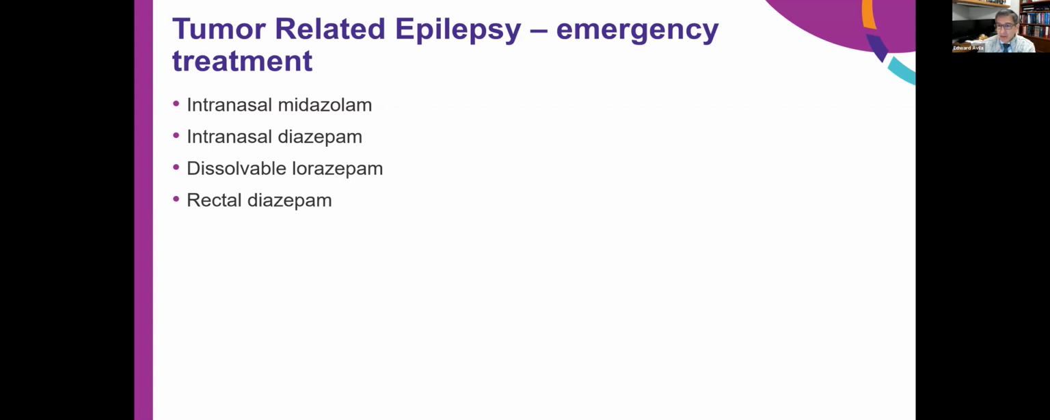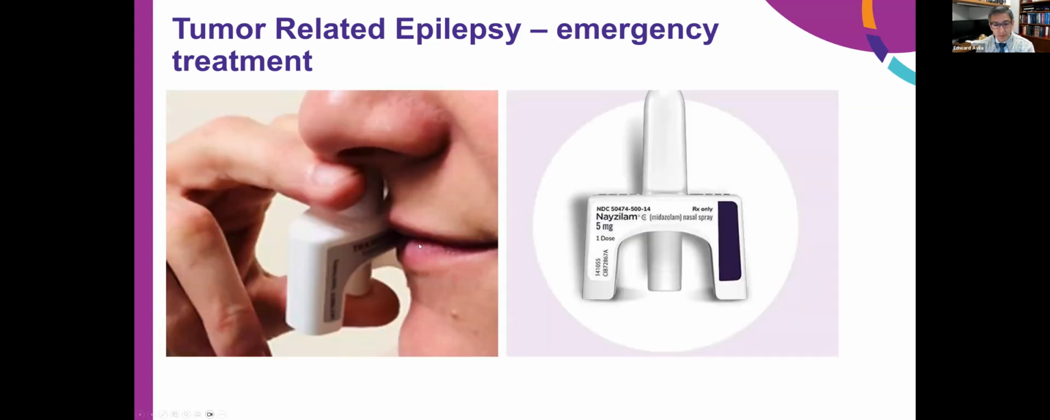Rectal diazepam is a drug that's been around for many decades. It's administered rectally. Obviously, it's probably not something that's self-administered by the patient. It's usually given by a caregiver. It's obviously cumbersome just in description. It has good use in patients with genetic epilepsies who have caregivers, so usually pediatric epilepsies. It's available for adults, but again, it's difficult to use in the out-of-hospital setting, which is where the intranasal preparations have been very useful. So I just wanted to show here a picture of what this looks like.